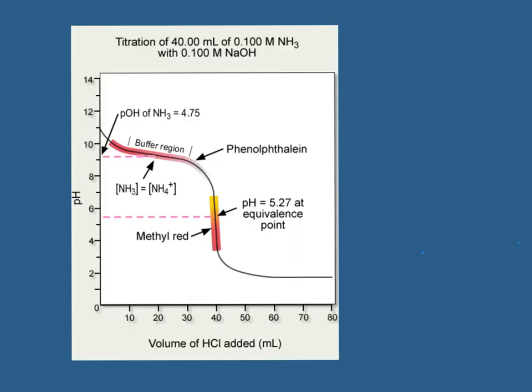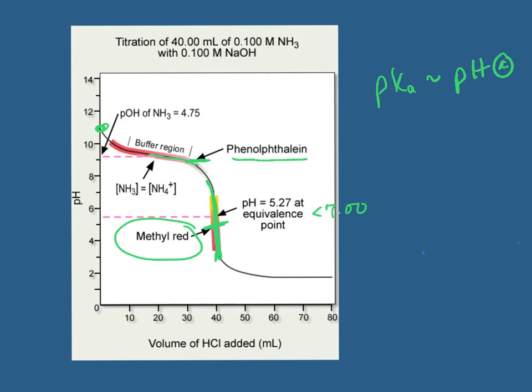If we look at the titration of a weak base with a strong acid, remember the pH is going to be less than 7 at the equivalence point, so we want to pick something like methyl red, which is going to change color along this rise here. Phenolphthalein would turn up here, but it's going to change color before we hit the equivalence point, so it's not a good choice. So you just have to make sure that you pick an indicator whose pKa is pretty close to the pH at the equivalence point. Okay, so the pKa needs to be somewhere around the pH at the equivalence point.